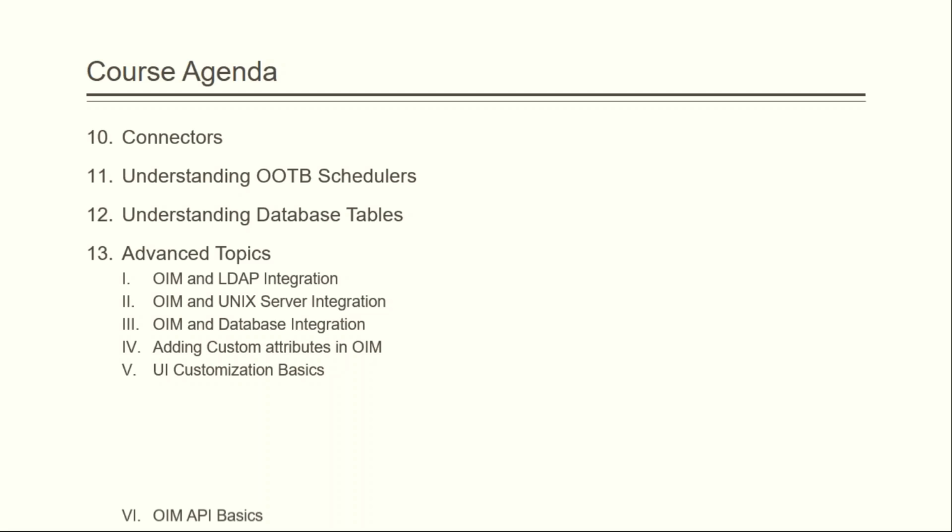Then I am going to move into some of the OIM API basics. These are nothing but application programming interfaces that Oracle provides for developers in order to achieve some sort of automation. They are going to utilize these APIs in order to write schedulers, in order to write adapters, and all these things.